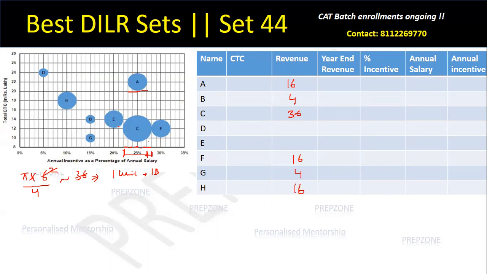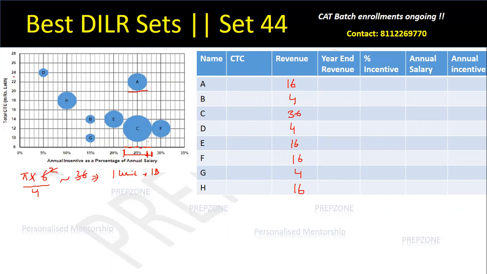Then D and E is left. E is also 16 and D is 4. Right? D is 4 and F is also 16. I hope this makes sense to you. मैंने सबका individual revenue निकाल दिया. This is the information that was available to me. Okay. Now I'll calculate the CTC.